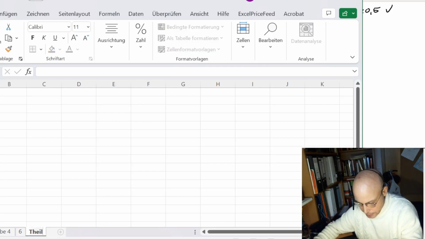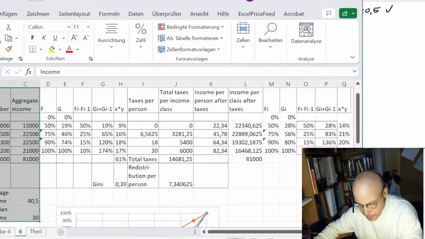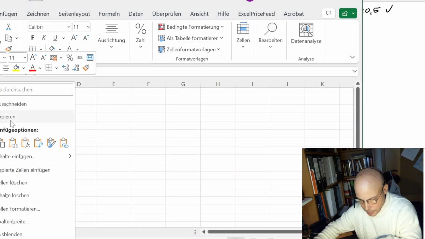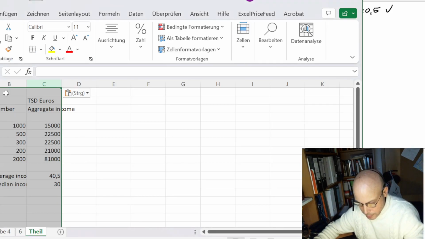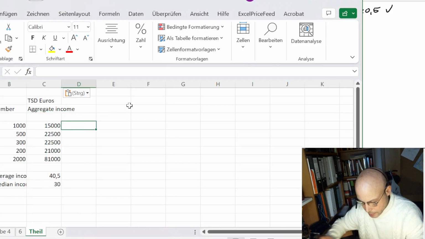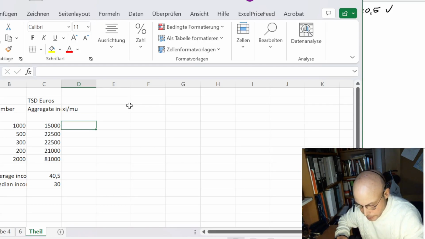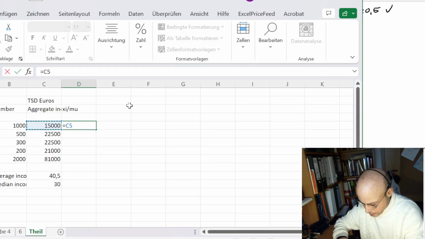And then we will do this also here. The Theil index we need. So first of all, here this was xi over mu. So this one is this divided by, and then I have to multiply it with 1000.